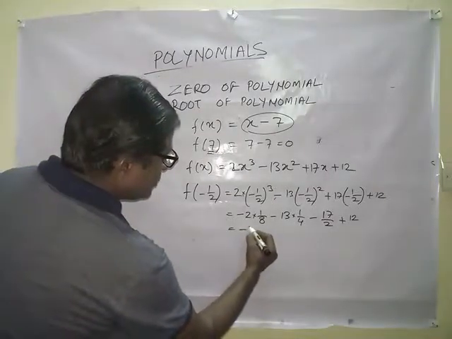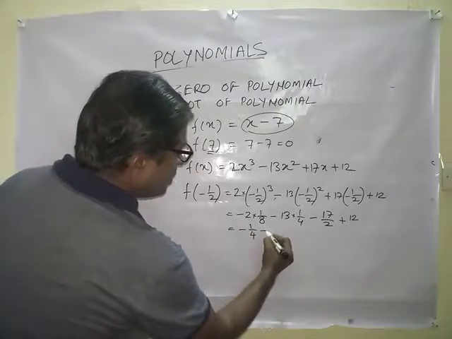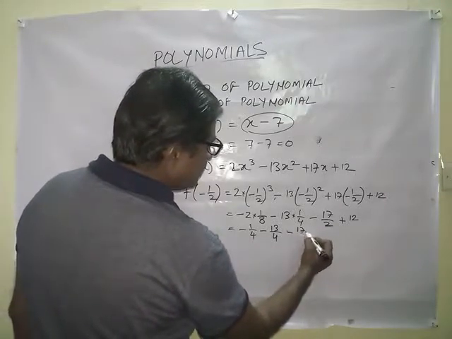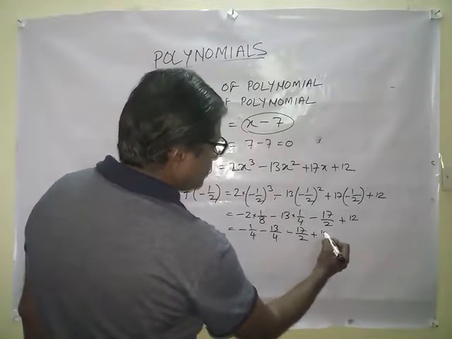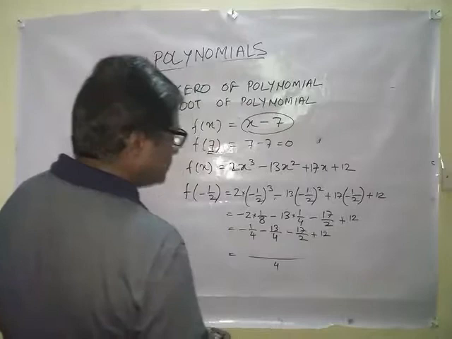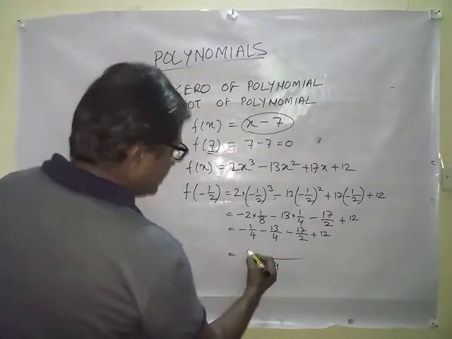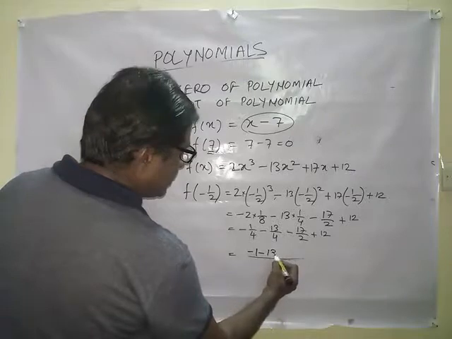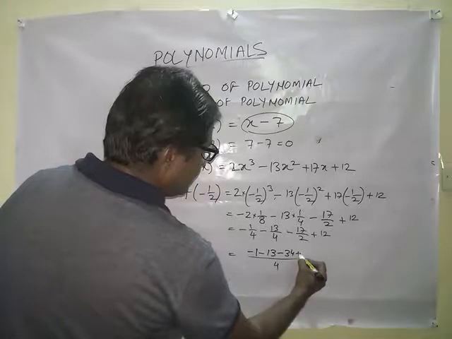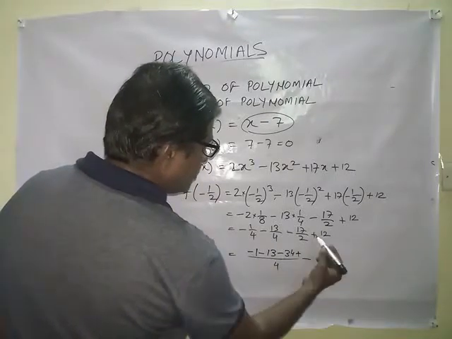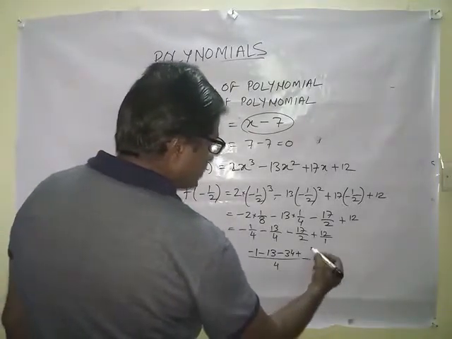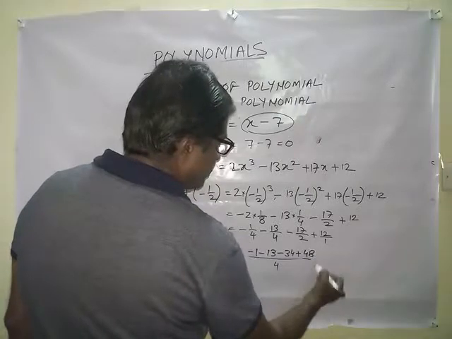So your equation is minus 1 upon 4, minus 13 upon 4, minus 17 upon 2, plus 12. On solving, the denominator is 4. Here it will be minus 1, here it will be minus 13, here it will be minus 34, and here it will be 12 because the denominator is 1. So 12 multiplied by 4 is 48.